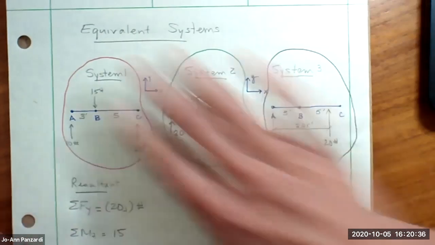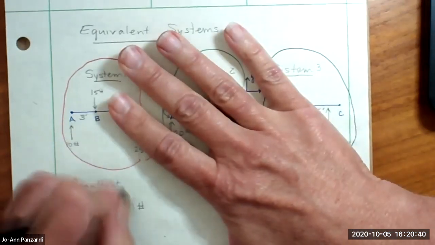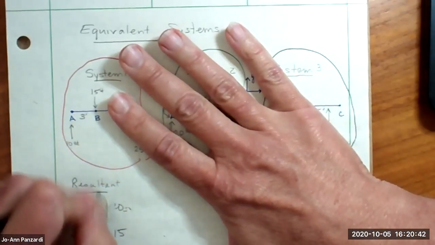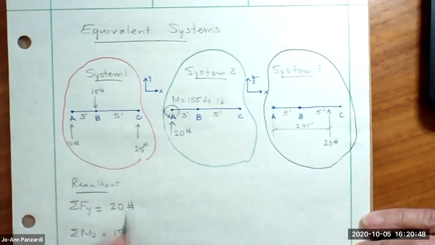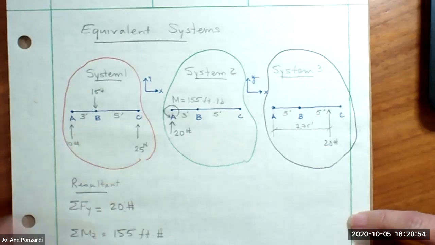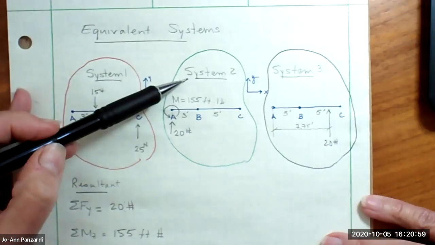In fact, since I'm writing the sum of the forces in the Y, I'm just going to keep the j out. 20 pounds. And the sum of the moments in the Z was 155 foot-pound. This was the resultant. Well, let's take a look at this. Let's look at system 2.